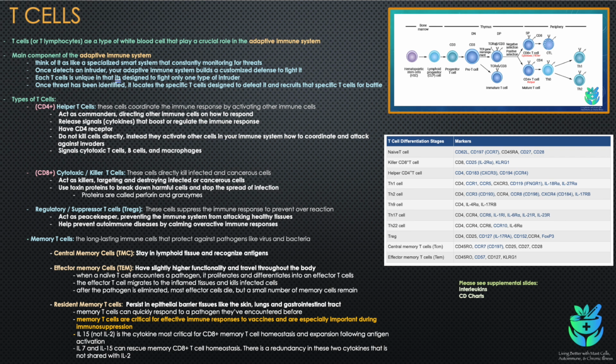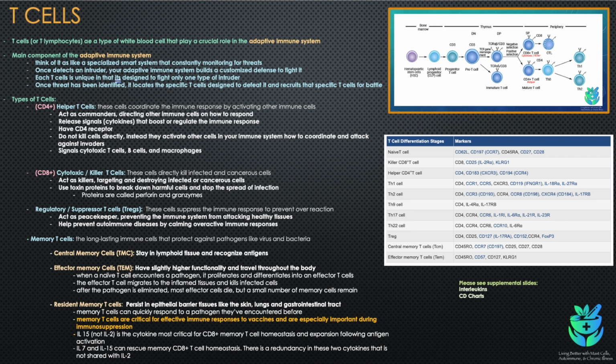Each T cell is unique in that it's designed to fight only one type of intruder. Once the threat has been identified, it locates the specific T cell designed to defeat it and recruits that specific T cell for battle. Now, we talked briefly about the different kinds of T cells. There is the CD4 helper T cells.